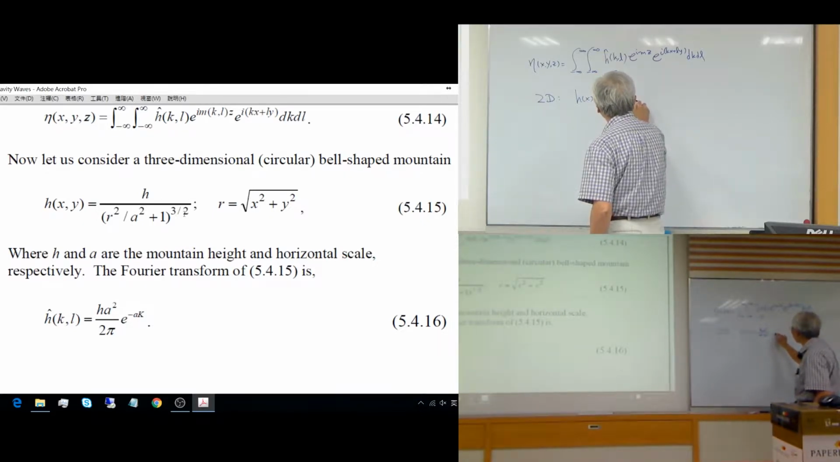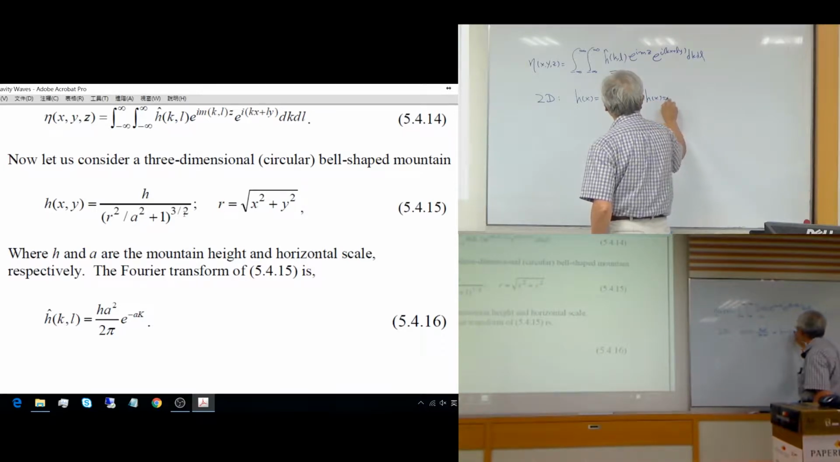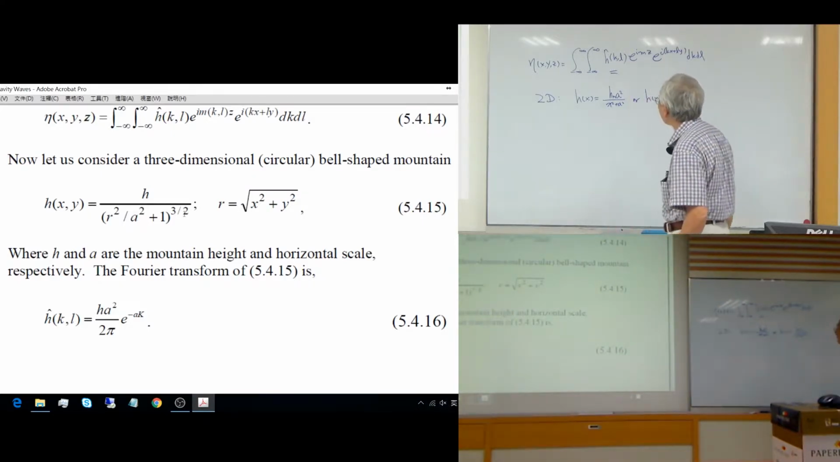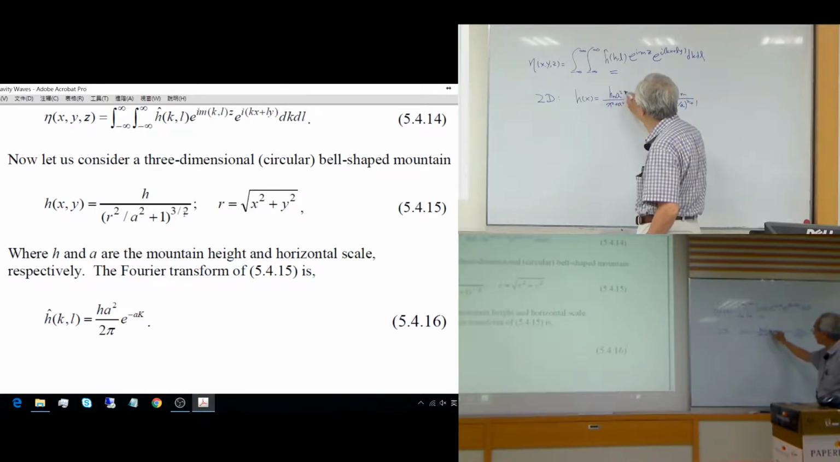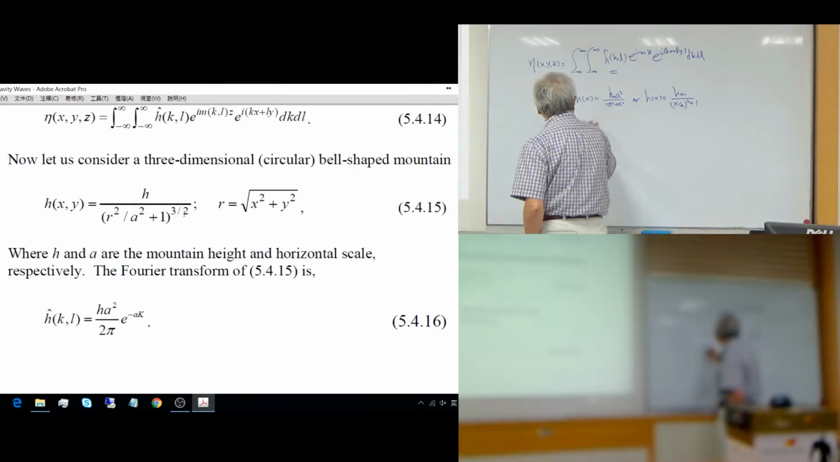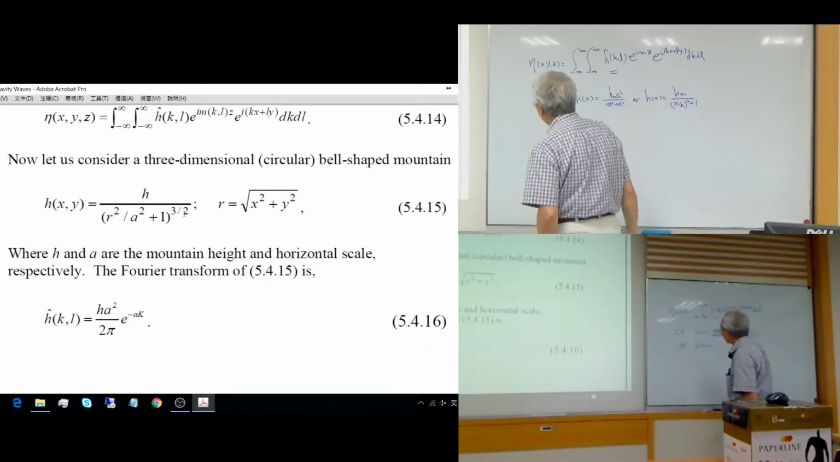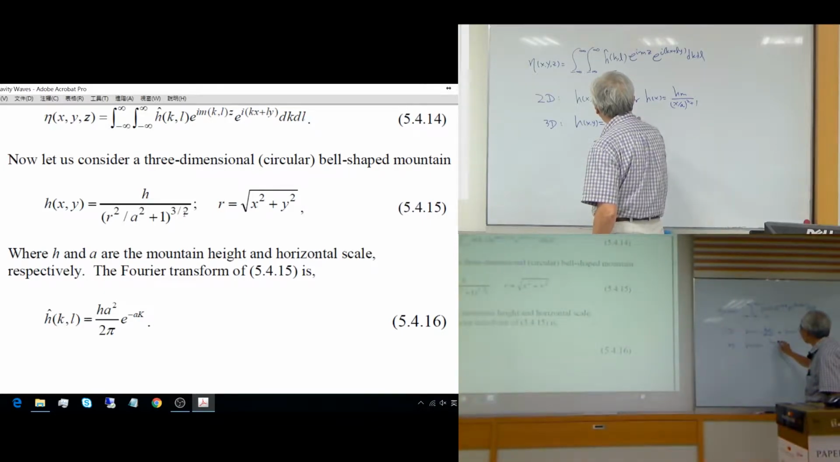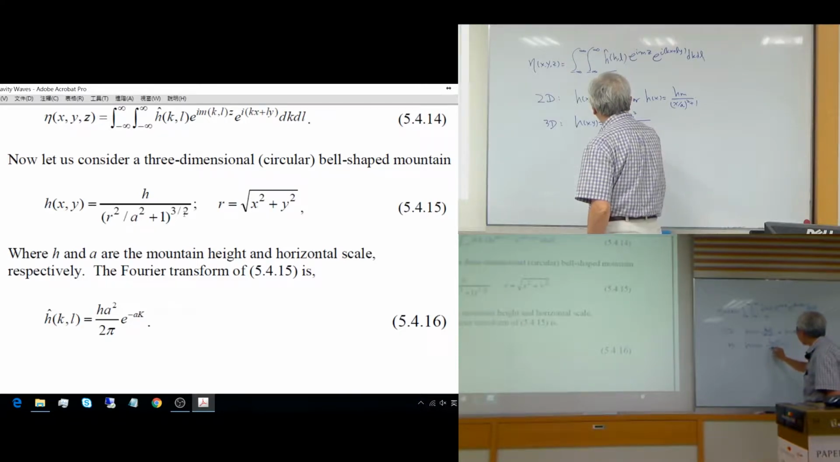Okay, h of x equals h_m divided by (x over a) squared plus 1. So here, remember this. For 3D, our mountain is slightly different. It's still pear-shaped, but it's different. It is h_m times a squared, divided by x squared plus y squared, divided by a squared plus 1.